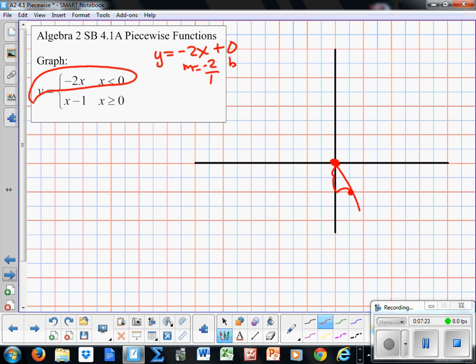Okay, and then I'm going to graph that lovely equation. Oh, that was a perfectly straight line. Good job, Mr. Sanford. Oh, thank you. All right, so something like this.